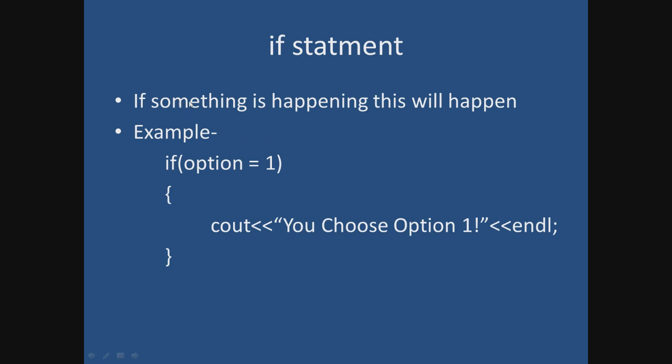If statement: if something is happening, this will happen. I spelled statement wrong. Example: if option equals 1, then you have a code block, like I said, which does this: cout << "You chose option 1" << endl.